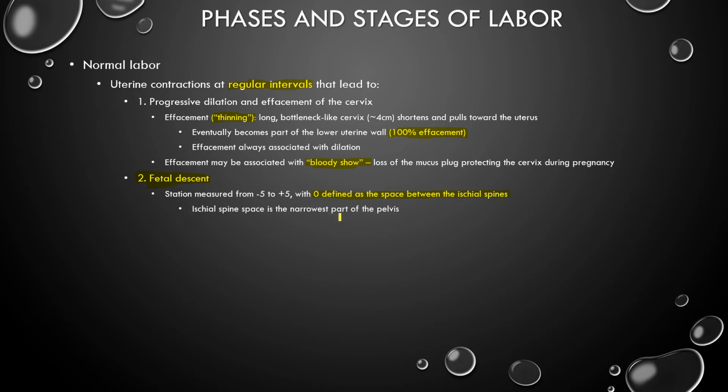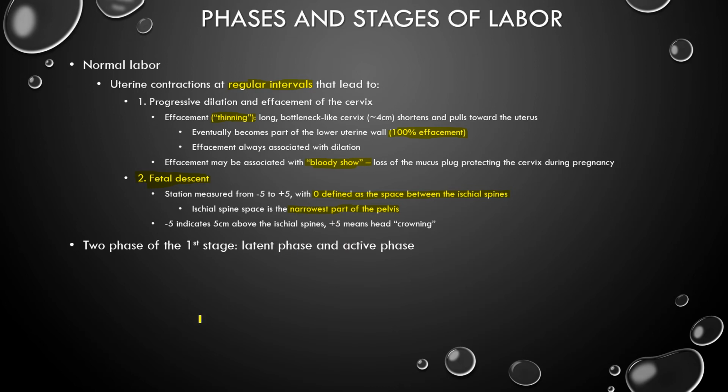The ischial spine is the narrowest part of the pelvis where the fetus has to fit through. So the narrowest part of the pelvis is considered the 0 point. And -5 means 5 centimeters above these spines, and +5 means crowning. That means the head is coming out of the vagina, 5 centimeters forward of the ischial spines towards the outside.